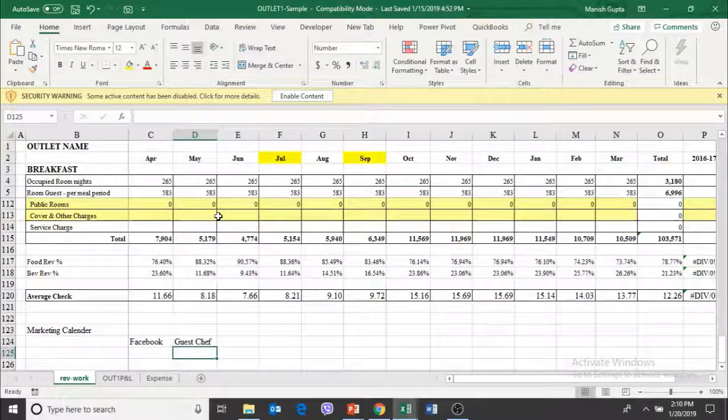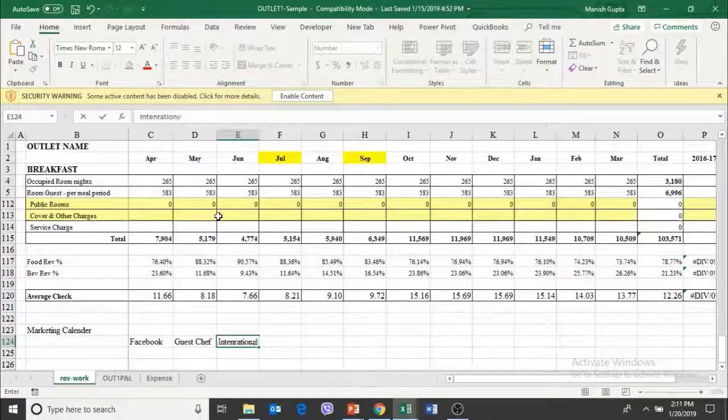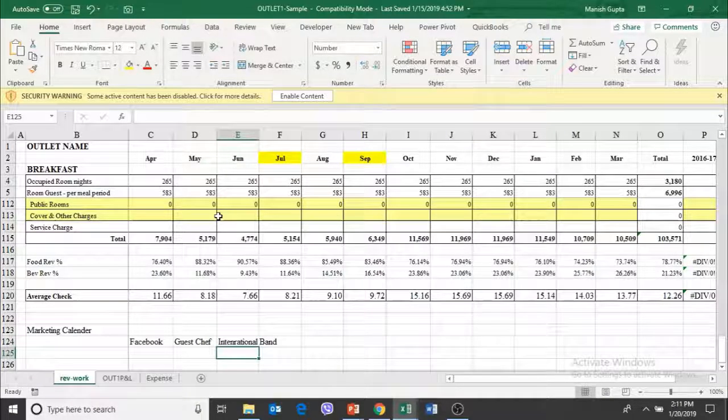So this is how we used to do for making our expenses, right? If you don't know what you're planning, then you cannot plan the expenses, correct? So maybe in this month you are going to have a band. You can maybe call an international band into your hotel, or maybe in this month. So it depends on what month you want to do what kind of activities. So it will help you to make your operational budget at the same time, right? Correct?